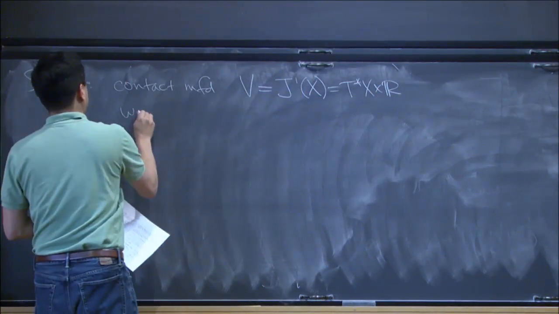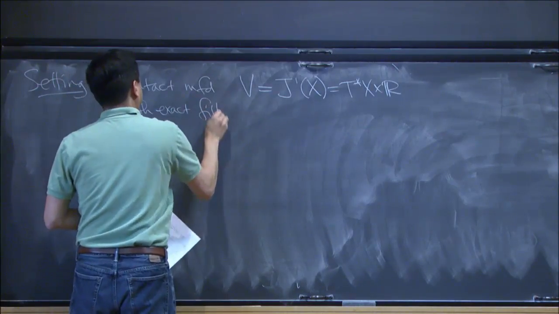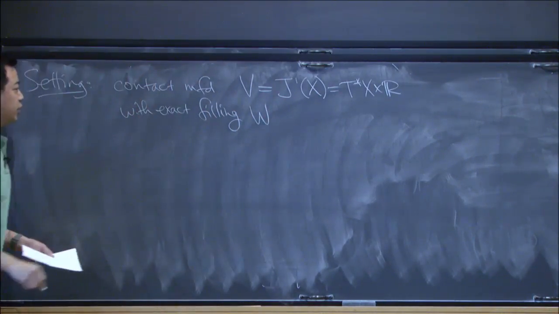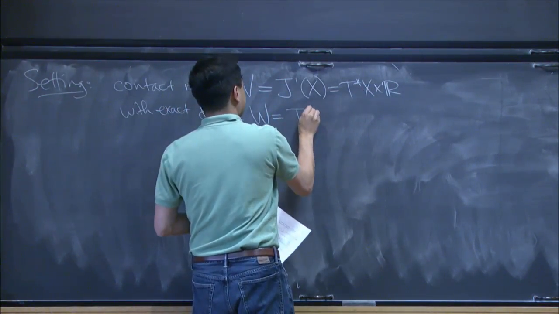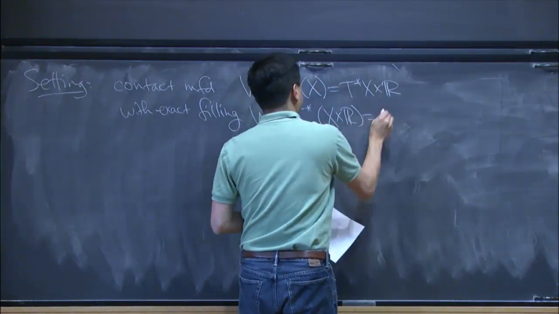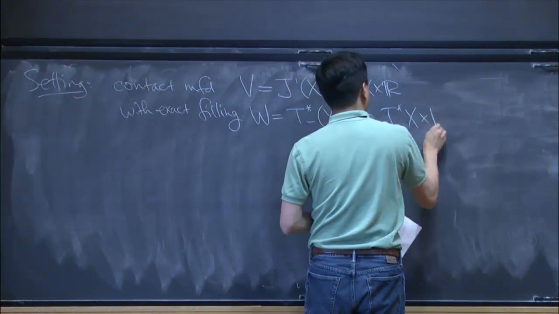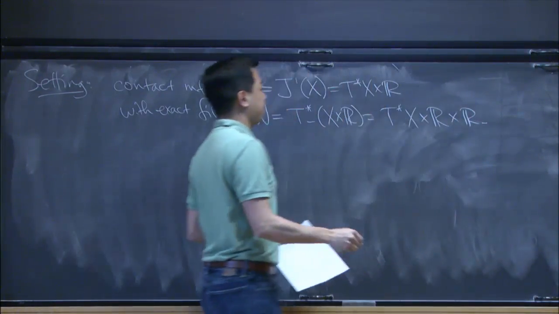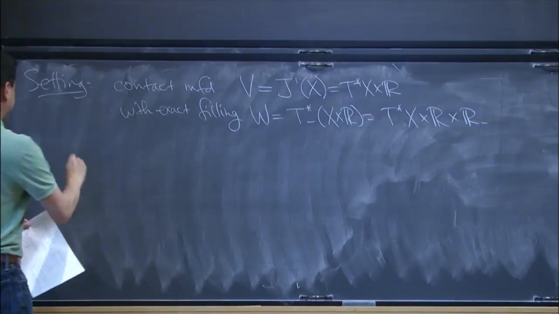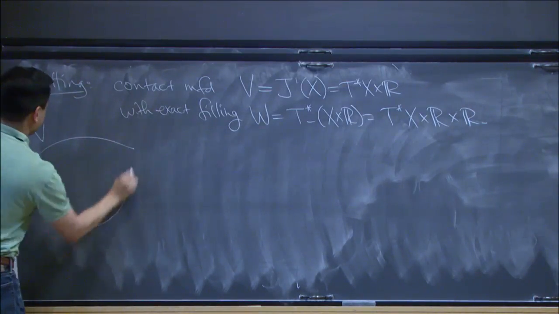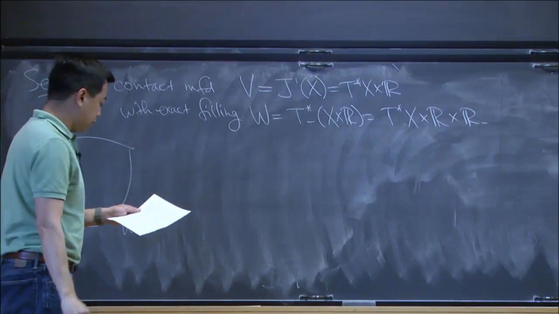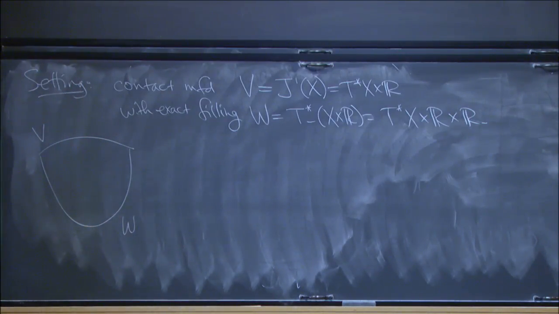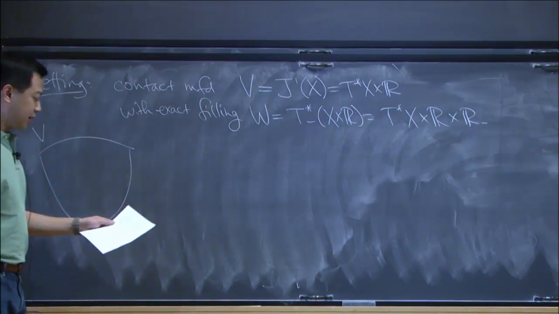And it's going to have a symplectic filling, which I'll write as W, but W is always going to be half of the cotangent bundle of X cross R. So this is T star minus of X cross R, which is T star X cross R minus. I will draw this schematically like this. Here's W, and that goes off, and the boundary of this is V. Some things will hold in more generality, but don't hold me to them. I'm really going to assume this for this talk.